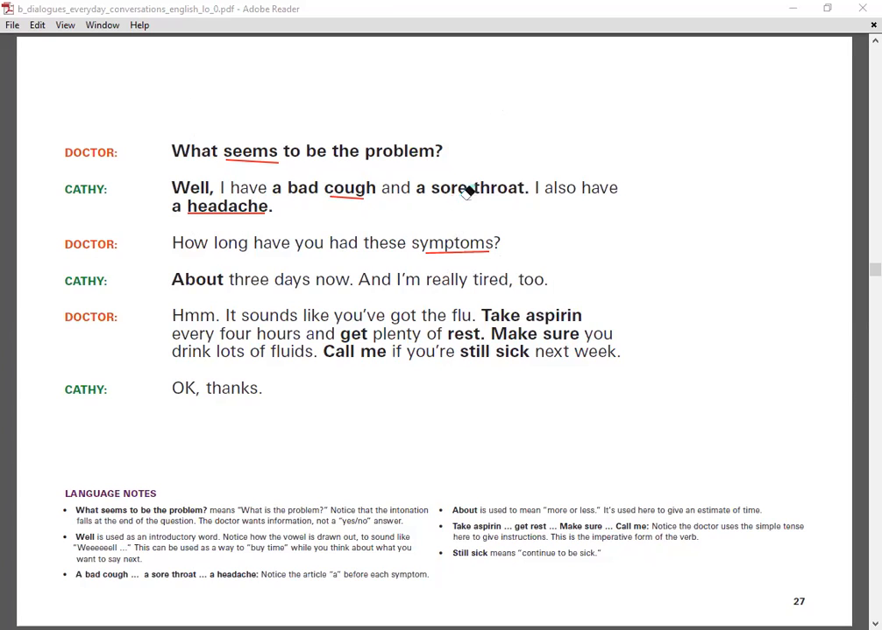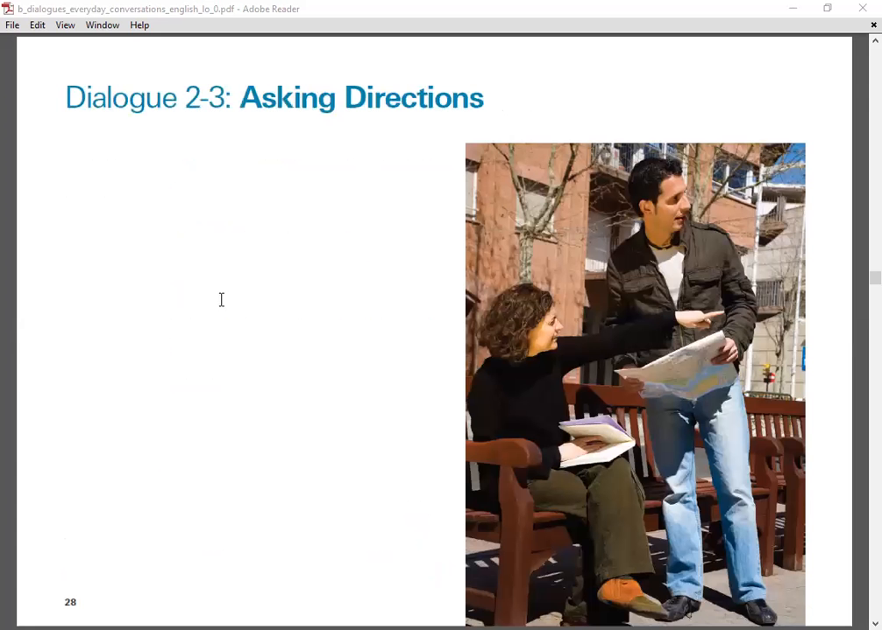Then let's move to the second conversation, the second dialogue, which is going to be about asking directions. So you see, this one is sitting here, and then this one seems to be asking about something or somewhere. Meaning he is asking about a place, and as you see here, she's pointing to the right direction that he should take. Okay, let's go on together and see how they hold the conversation.